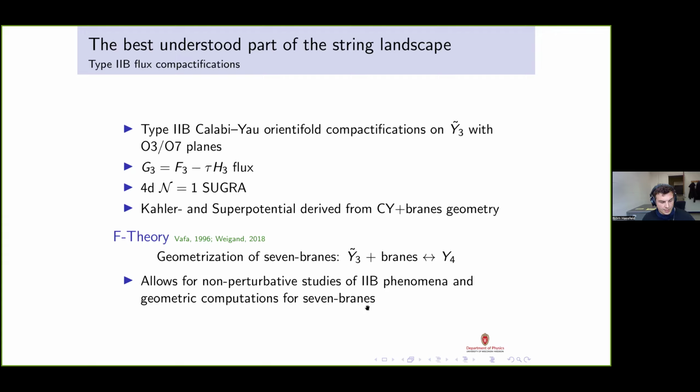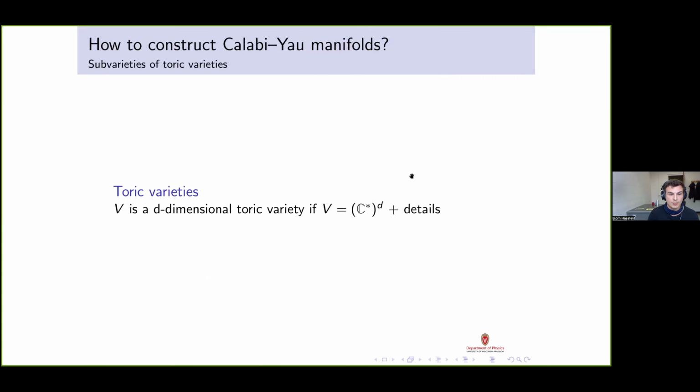And if we want to make this very precise, we have to construct these Calabi-Yau manifolds, their orientifolds, and their uplifts to F-theory in a precise way. And the best tool we have available these days is to construct these Calabi-Yaus as submanifolds in toric varieties. So a toric variety is basically a fancy way of saying it's a complex manifold that is very similar to (C*)^D. So a D-dimensional toric variety is just C*, the complex plane with the origin taken out. And then at higher codimensions, some interesting things happen.